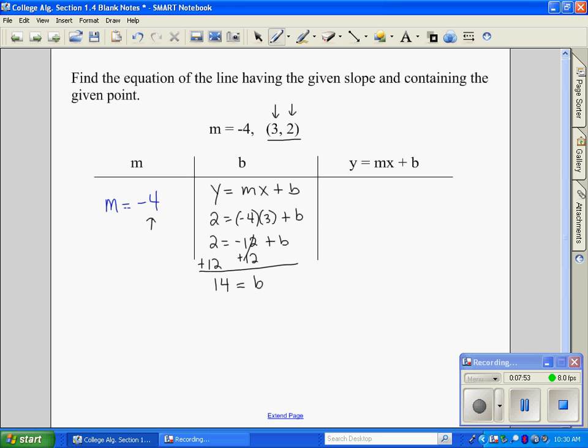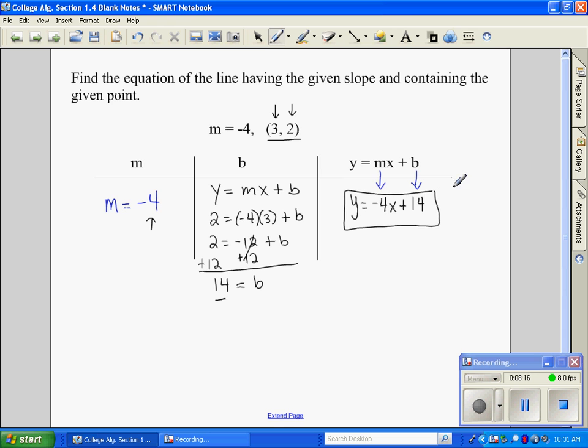Well, my last and final step, all I need to do is plug in the m and plug in the b. So I have y equals m, which is negative 4, x, and plus my b, which is over here, 14. So the equation of the line with the given slope and the given point is y equals negative 4x plus 14.